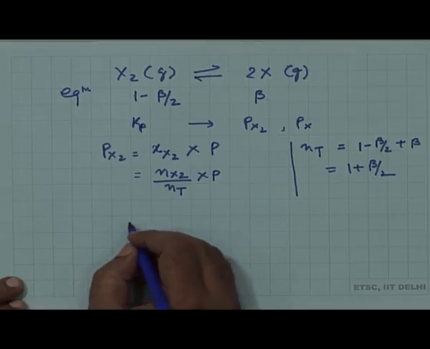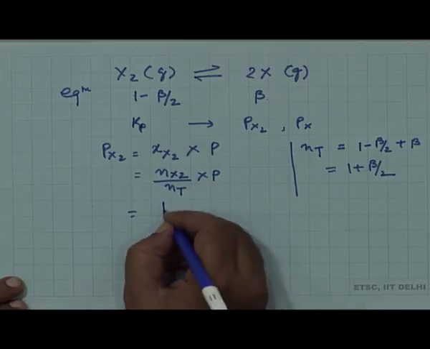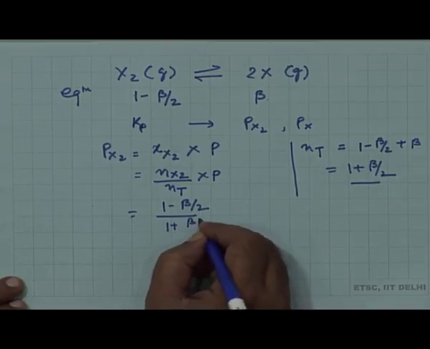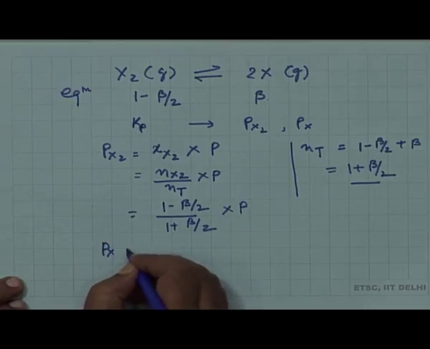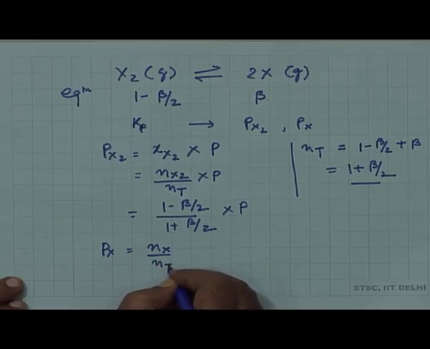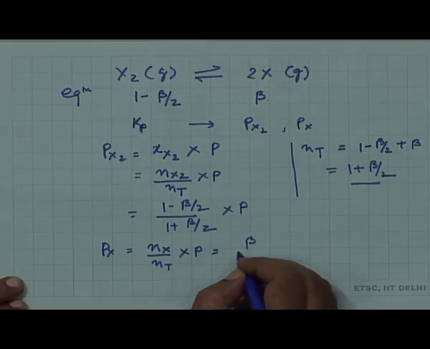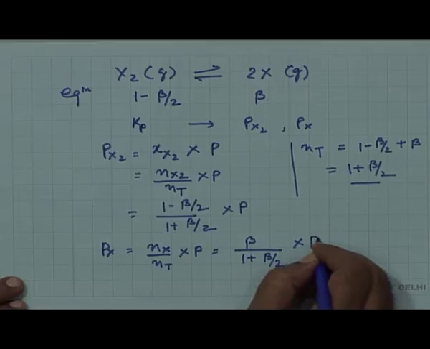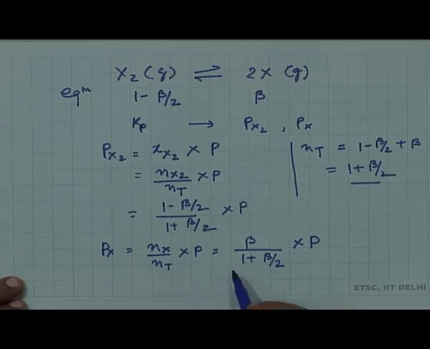So, your Px2 is equal to Nx2. Nx2 is 1 minus beta by 2, divided by total number of molecules, which is 1 plus beta by 2, and into P, whereas Px is equal to Nx by Nt into P. Nx is your beta. So, beta divided by Nt, which is 1 plus beta by 2, into total pressure. So, now we know Px2 and Px, we can calculate the Kp value.